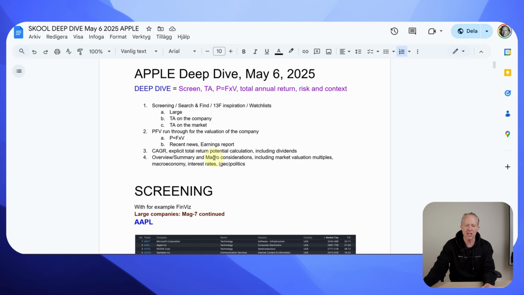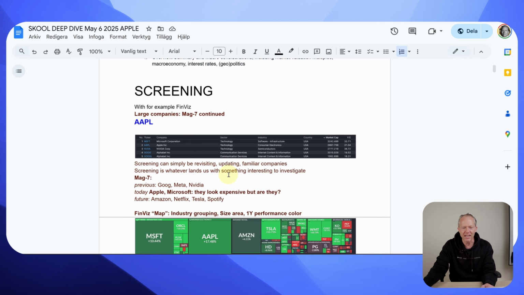So let's take a look at how we can come to Apple as our stock of choice today. And since we have gone through a few of the other Mag 7 companies, I simply thought it was time to look at one of the really big ones.